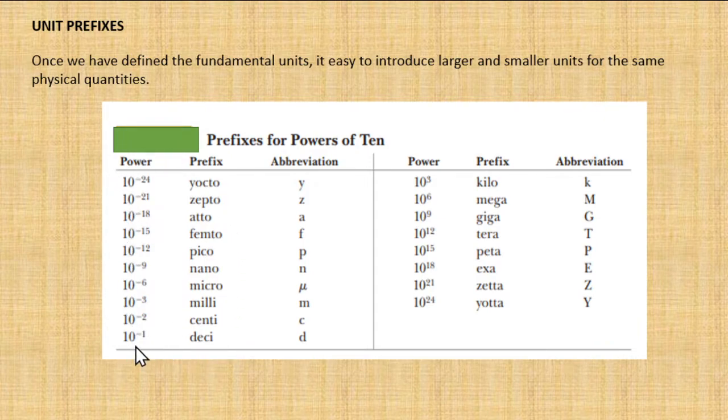For the 10 to the power of negative 1, we have deci nga prefix. And its abbreviation is d.